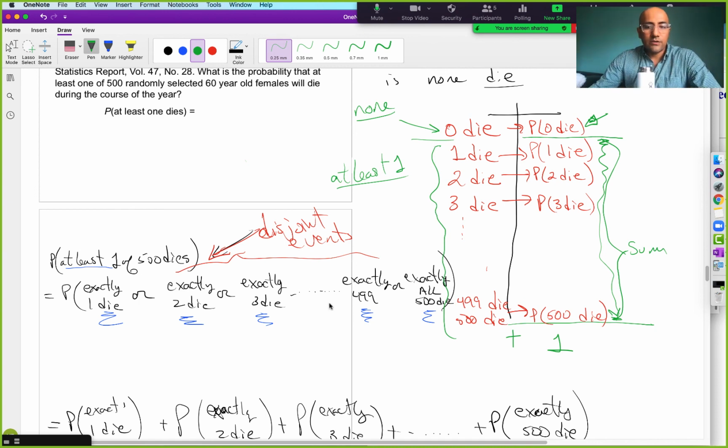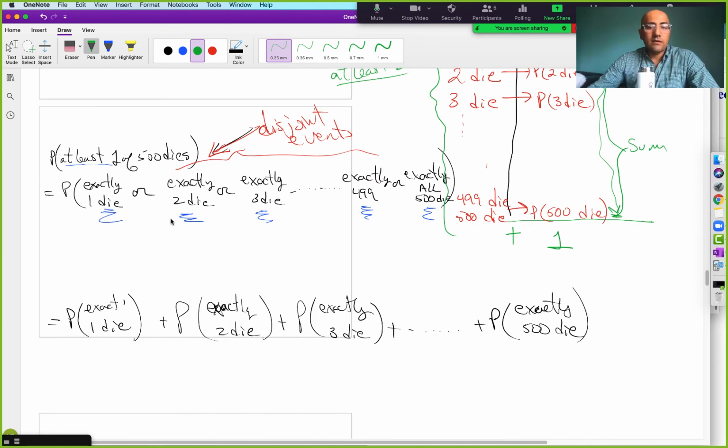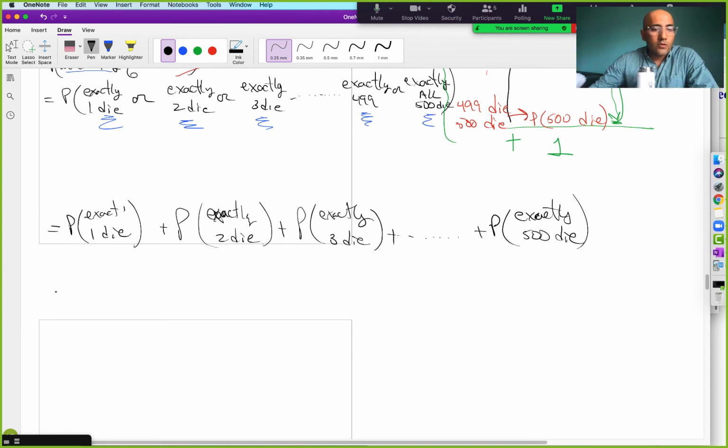So what we're leading to is that even though this is technically a correct way of doing it, you definitely don't want to do it this way, right? That's just leading down an ugly, ugly rabbit hole here. So what we want to do instead is say that the probability that at least one dies is equal to 1 minus the probability that none die.